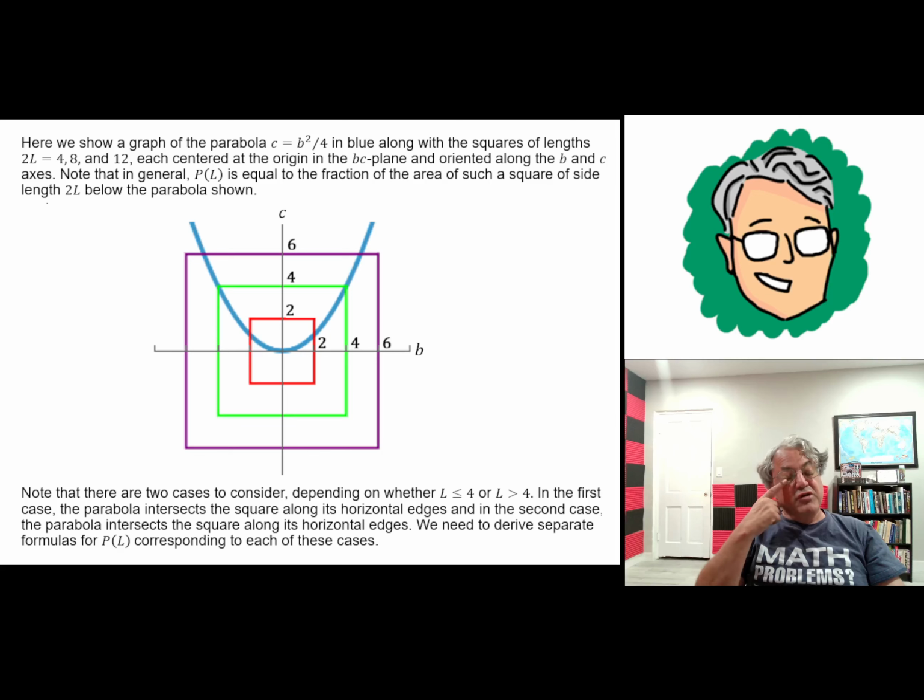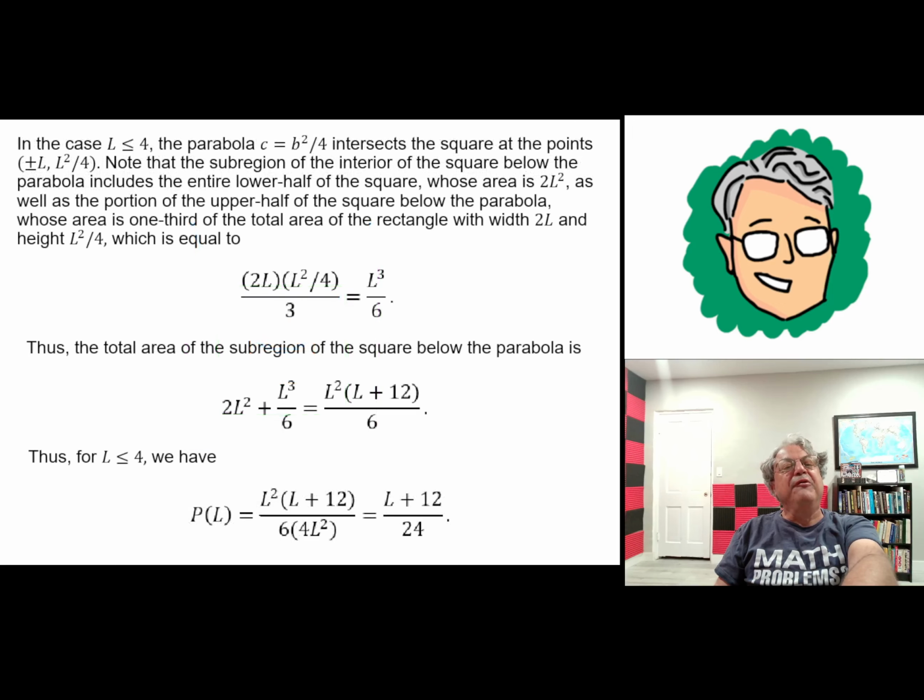So in this case, we have a parabolic region of height L squared over 4 and width 2L. So we know that the area of that bounding rectangle is just 2L times L squared over 4, or if you like, L cubed over 2. But then the fact you have to know, which you can derive easily from calculus, is that the area below the parabola is exactly 1/3 of that area. So that would be L cubed over 6 in this case.